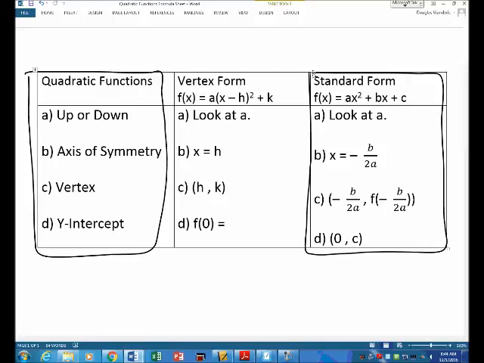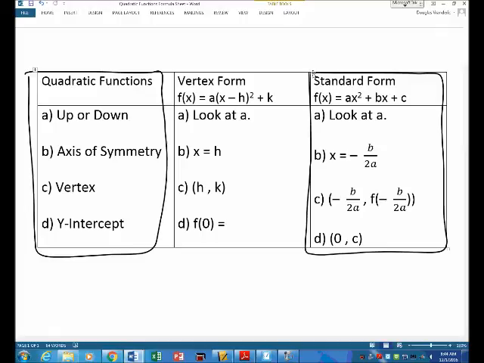Now, I hope that you should see that to find whether it opens up or down, it's no different. We're going to look at whatever is at the very beginning of the quadratic. So if there's nothing there, then it's going to open up. If there's a negative, it's going to open down. That'll be a reflection opening down.